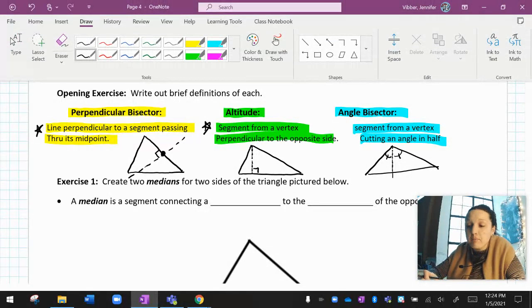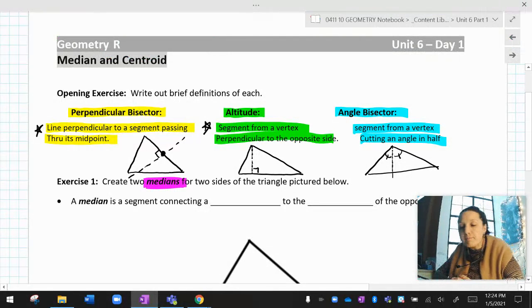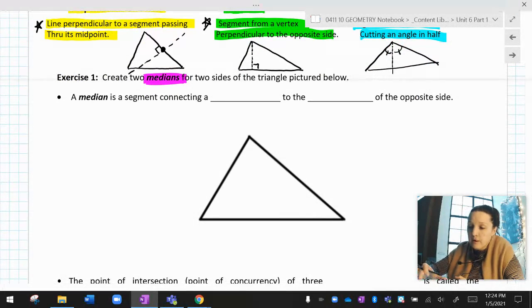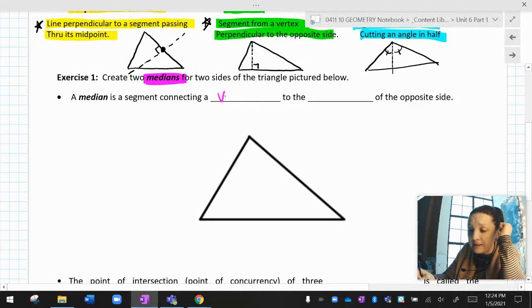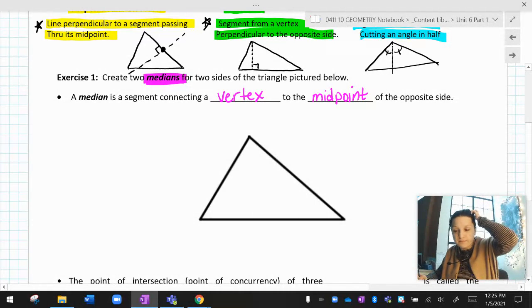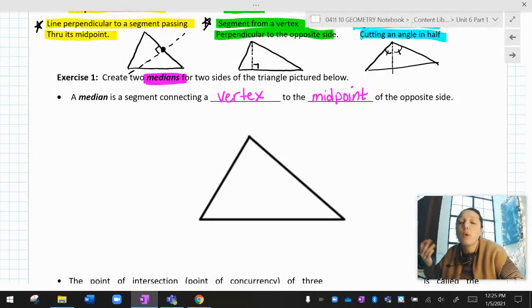Today is all about a brand new one called a median. If you want a median in a triangle, a median is a segment connecting, again, a vertex to the midpoint of the opposite side. A median connects a vertex to the midpoint of the opposite side. So if you happen to have a ruler nearby, use a ruler for this next part. I do not, so I'm just going to kind of wing it.